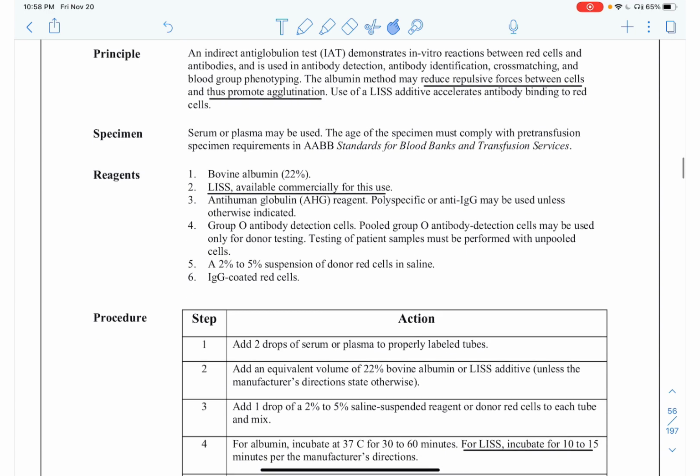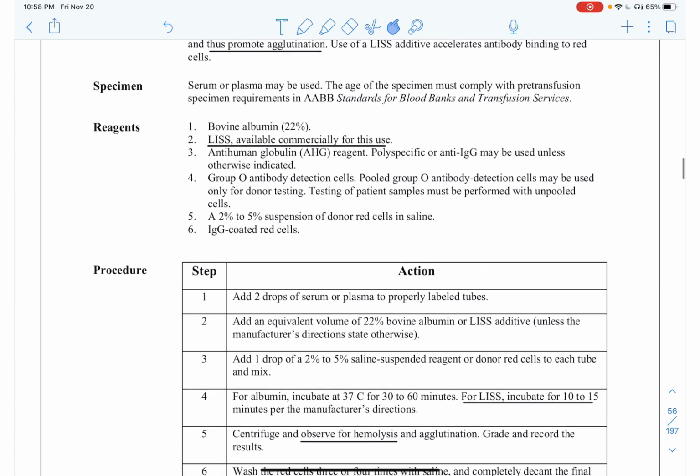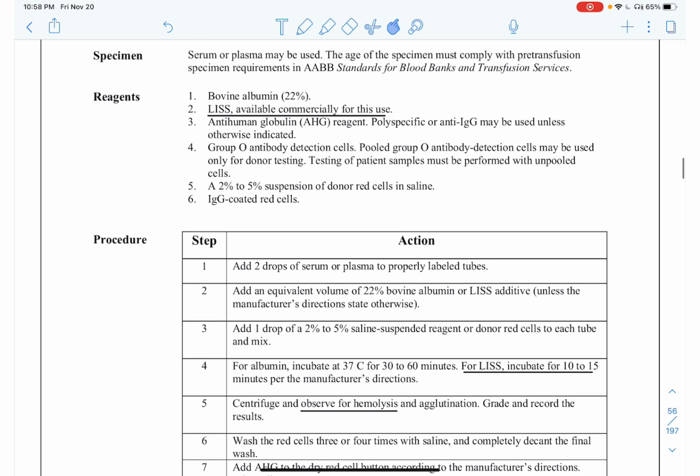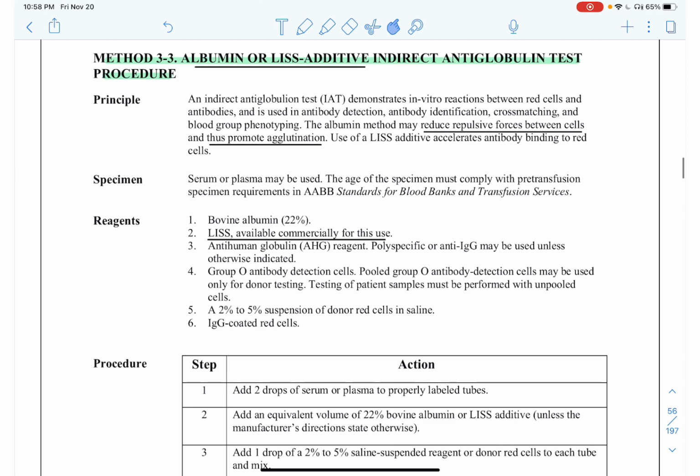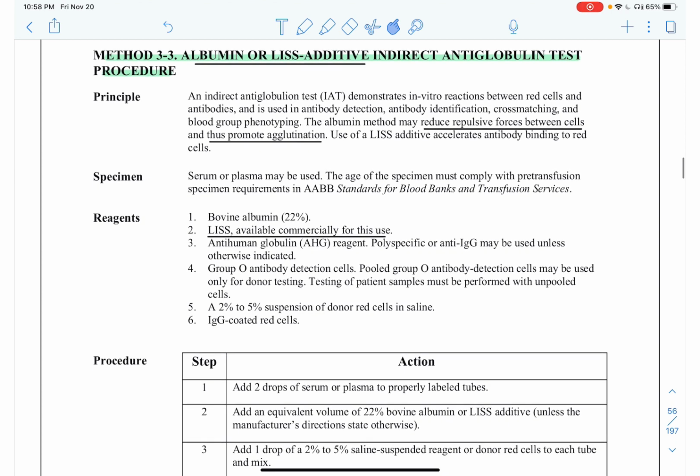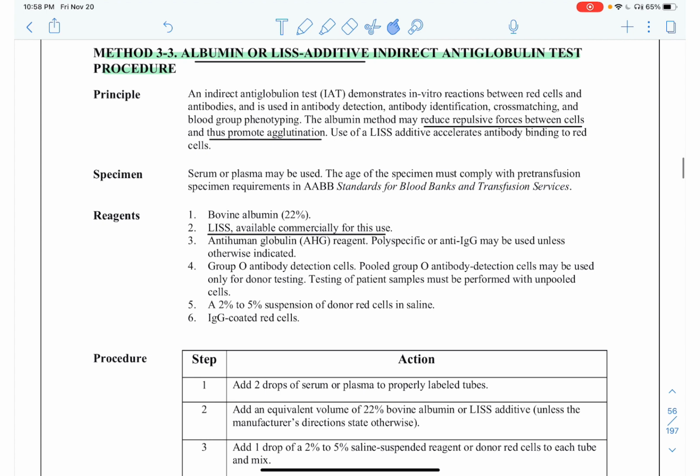It must comply, and it must be serum or plasma. Liss is available commercially, and so is bovine albumin. These two reagents can be used as enhancement media. Bovine albumin is not seen as frequently, although I do see it sometimes, but not necessarily in cross-matching or antibody identification. We typically see Liss instead.